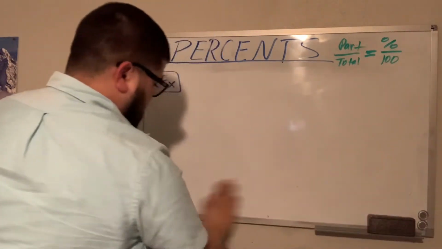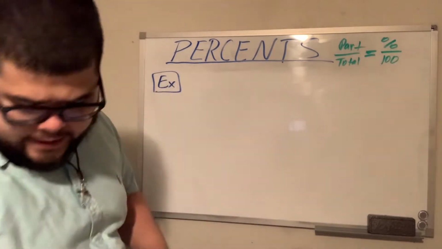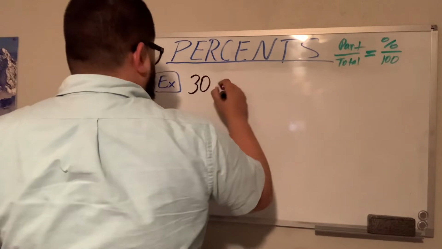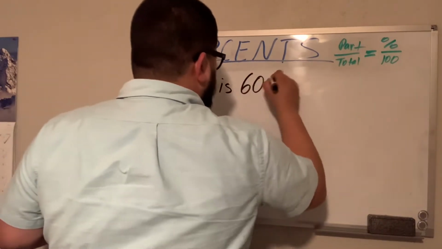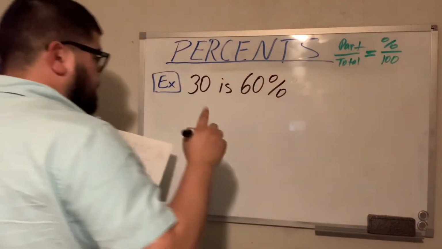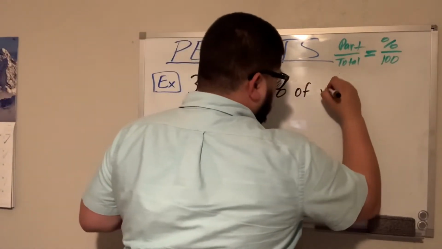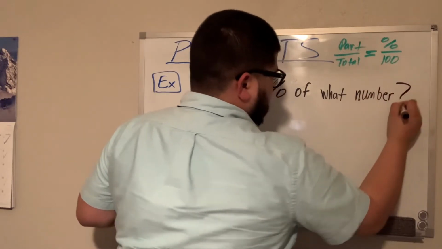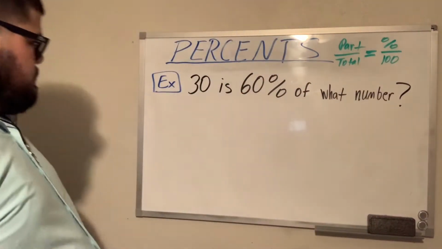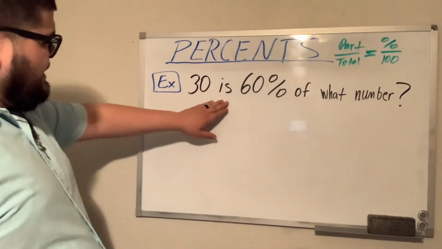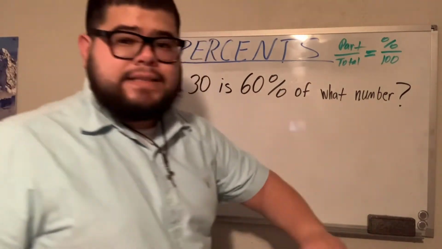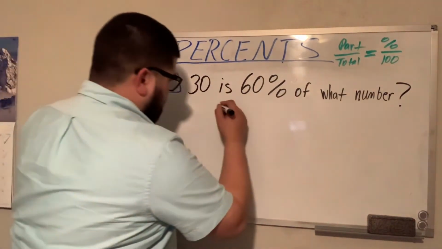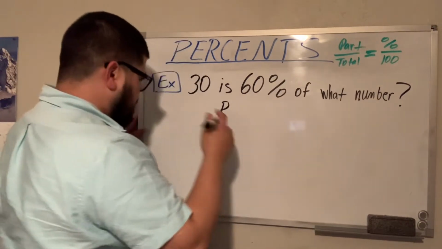All right, so this example is: 30 is 60% of what number? 30 is 60% of what number? Let's write the percent equation or percent proportion down. That's what we always got to write on our paper or on our screen, right?